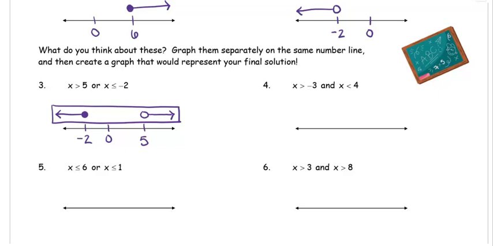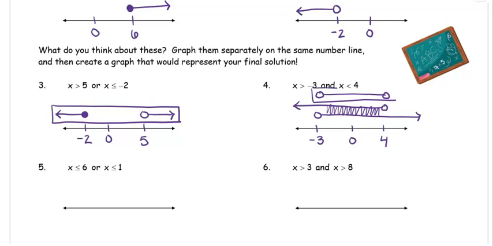Now, if I look at number 4, x is greater than negative 3, and x is less than 4. So I'm going to put my negative 3, my 0, and my 4 up. If it is greater than negative 3, it's an open circle going to the right. If it is less than 4, it's an open circle going off to the left. Now it has to be greater than negative 3 and it has to be less than 4, which means I want the overlap here. My final graph is going to look something like this. It's like a little sandwich. It is everything that is in between.